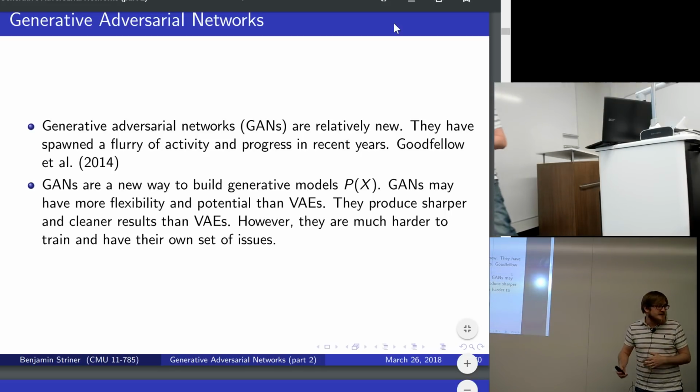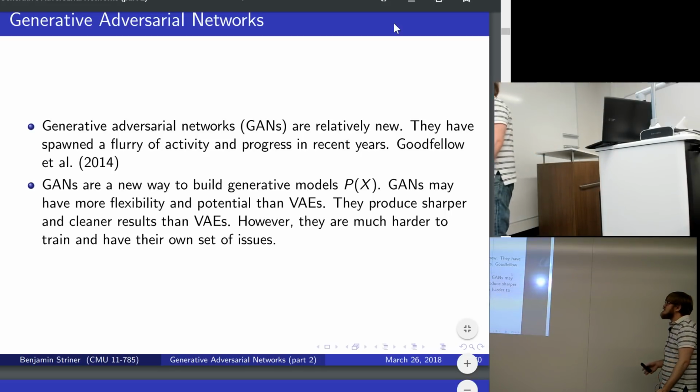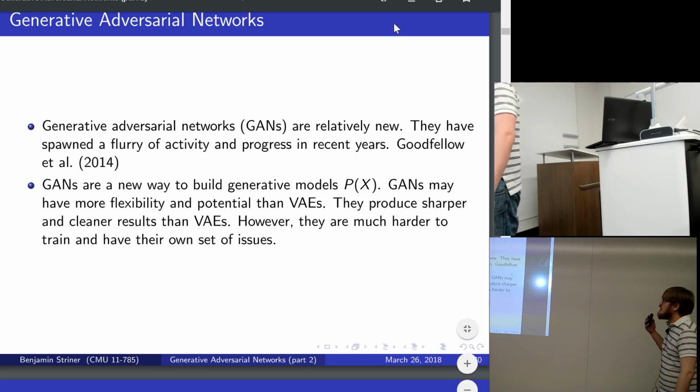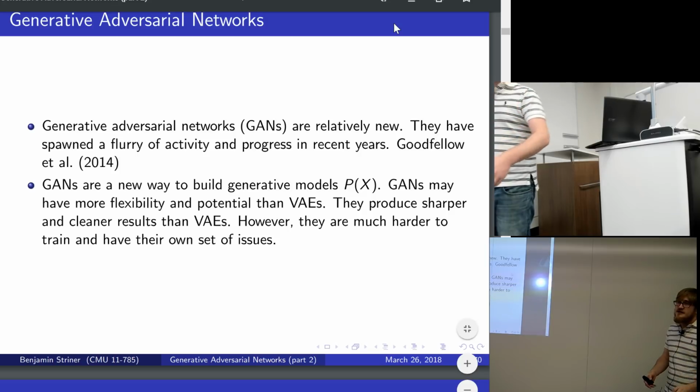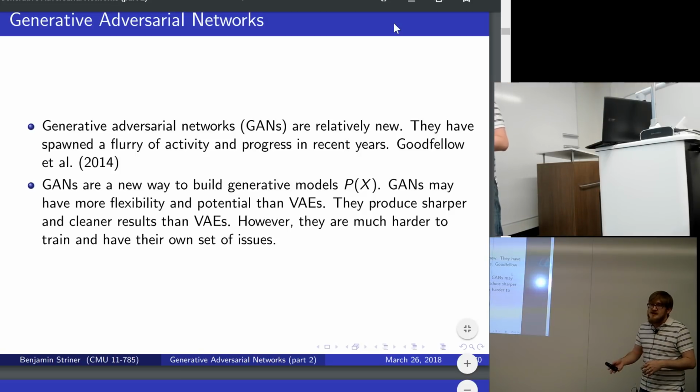GANs are a new way to build these generative models. VAEs are also a generative model. But GANs have more flexibility. They have more potential in terms of actual results. They're much cleaner in terms of theory. It's way more complex, so there's all types of things that people are digging into.